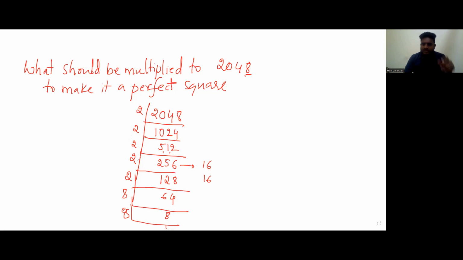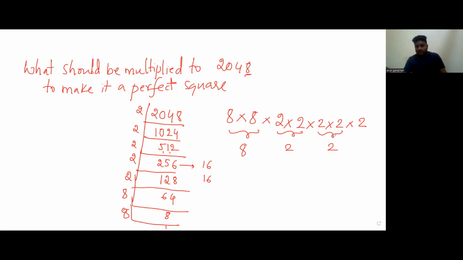So I can write this entire thing as 2 into 2 into 2 into 2. How many 2s are there? 5 2s are there. And then we have 8 8. Getting this? Now I have 2 of 8, so I'll take out one 8. I have 2 pairs of 2, I'll take out one 2. But there is only one pair of 2.